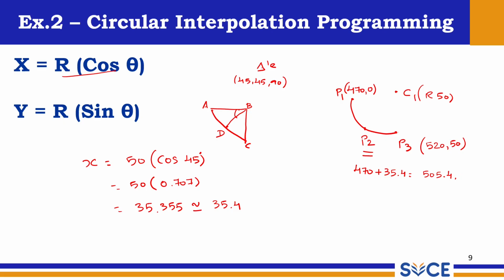Now let's do the other case. For x, it is r sin theta, with theta being 45 degrees, and r is 50. For this also we get the same value, 0.707. Hence we get the same thing, 35.4. So the coordinate of this particular P2 will be 505.4 comma 35.4.